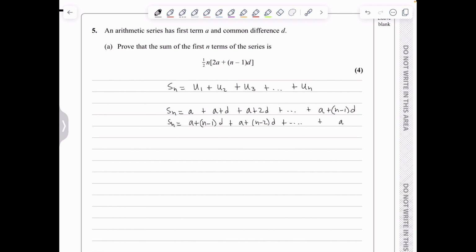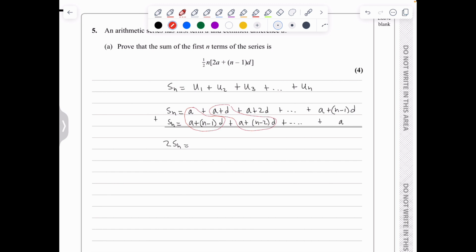And I can add the two together, so Sn plus Sn is 2Sn. And we notice that if we pair them up here, each pair is going to be 2a plus n minus 1 d. So I'm circling up the pairs. We've got n such pairs, and each pair is giving me the same sum, 2a plus n minus 1 d, and therefore the right hand side is n times 2a plus n minus 1 d, which can lead to Sn is n over 2 times 2a plus n minus 1 d, which is exactly what we had to show.